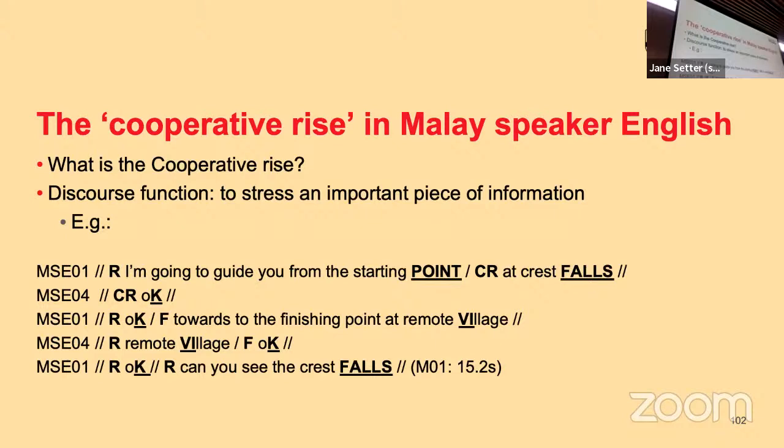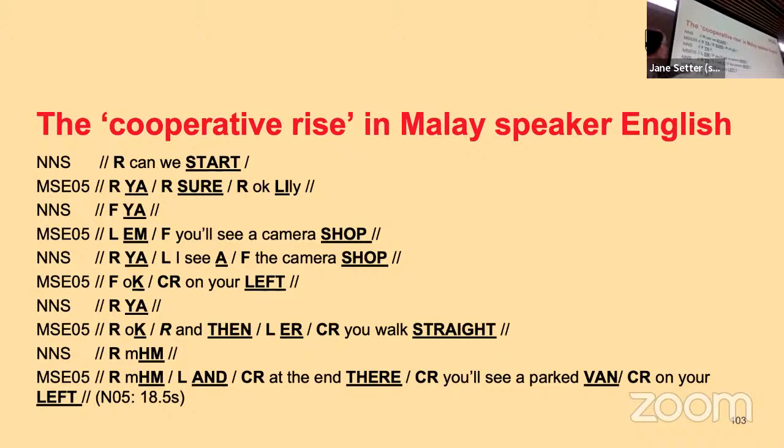But where we've got rise, R, that means rise. And this is a cooperative rise. And then we've got a few of these. So, for example, speaker says, I'm going to guide you from the starting point at Crest Falls. And then speaker two says, OK. And then she says, OK. Towards the finishing point at a remote village. That's four. Remote village. OK. Four. OK. And then she says, OK. Can you see the crest ball? And then we've got this again, so we've got some more of these sorts of things. So here's an example here, on your left, and then you can walk straight.